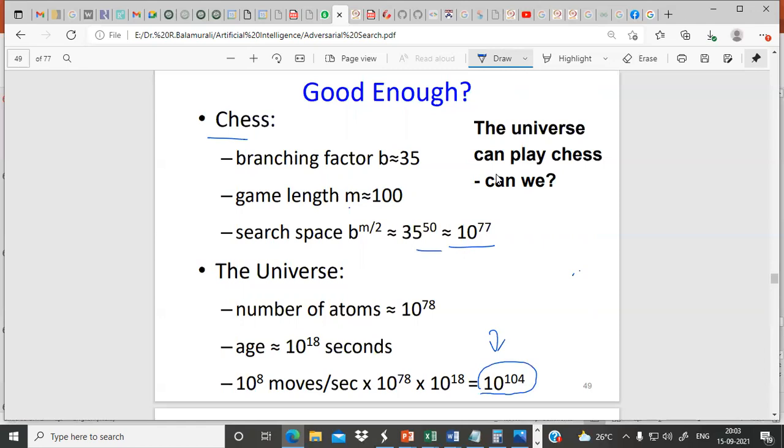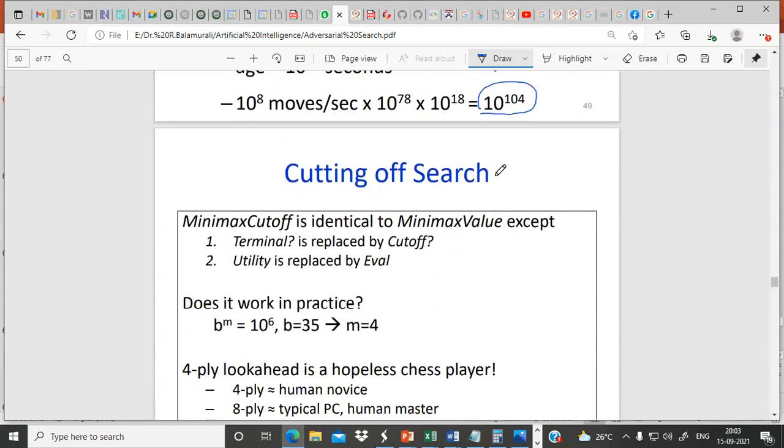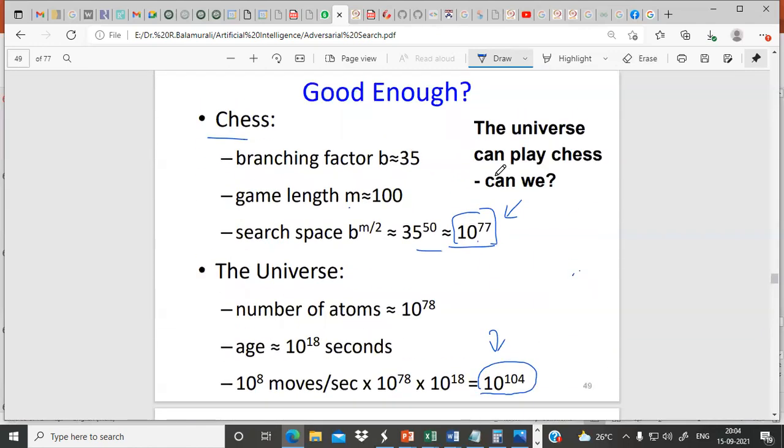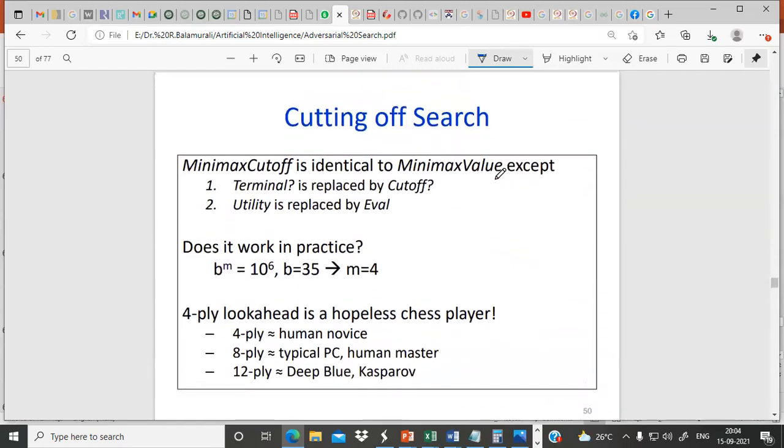But still this is a very huge number, this is not practical. Still we should reduce it. So how do we reduce this further? If it is ordered properly, we can achieve this level, but still we should reduce this value further. We can reduce it by using a technique called cutting off search.